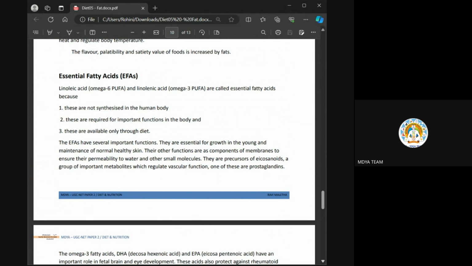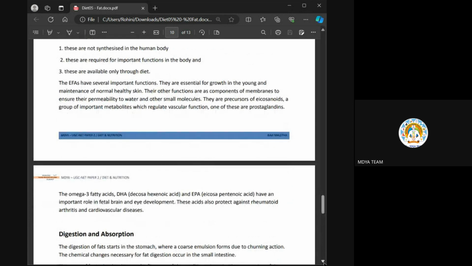They are essential for growth, basically for the young ones, and maintenance of normal healthy skin. The other functions are as components of the cell membrane, to ensure its permeability, to allow some particles to transfer through the layer, and ensure permeability to water and other small molecules also. So the presence of these essential fatty acids is very important, and they are also the precursors of the eicosanoids. It is a group of metabolites which regulate our vascular function, our blood circulation, because one of these is prostaglandin. Whenever we get any injury or feel pain, the prostaglandins help in the improving. So the presence of this fatty acid is also there.